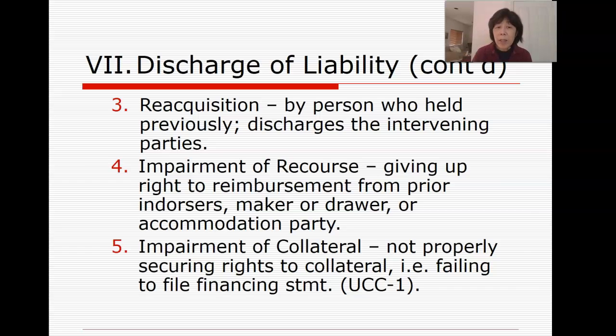Maybe someone forgets to file the financing statement, and we have not looked at that yet, but that will come up in chapter 29, and it is the document that is used to secure personal property when it is being used as collateral. So if that's not done properly, that will impair the collection on the instrument, and it may discharge the underlying debt or the liability there.